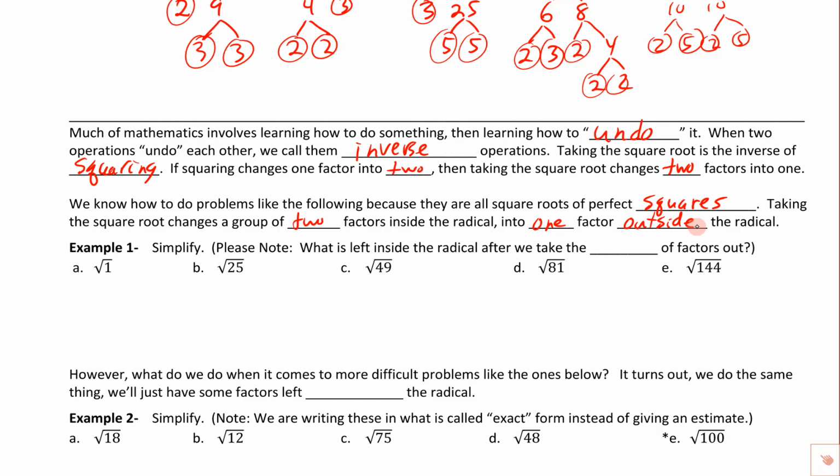Okay? Now, this is going to seem weird because you might look at this and go, oh, well, I already know what the answers are. I can just write them down. But if you'll follow along with this thought process, it's going to make the other problems, like the ones down here, a heck of a lot easier.